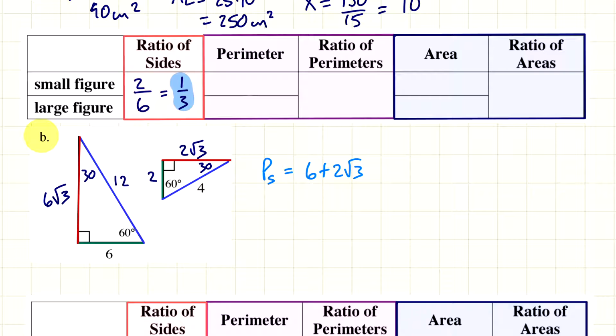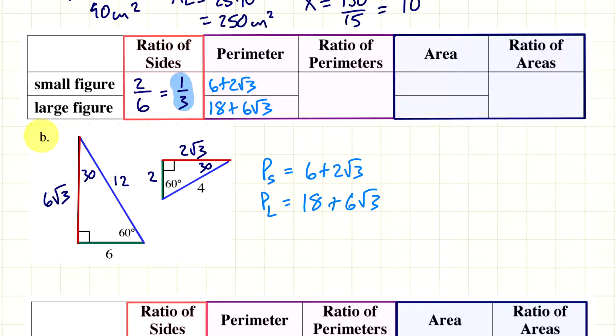And the perimeter of the large, I would add up 6 plus 12. I'll just do that together. That's 18 plus 6 root 3. All right, so I'm going to put those in my table: 6 plus 2 root 3 and 18 plus 6 root 3. Now, we're supposed to make a ratio of perimeters of those.